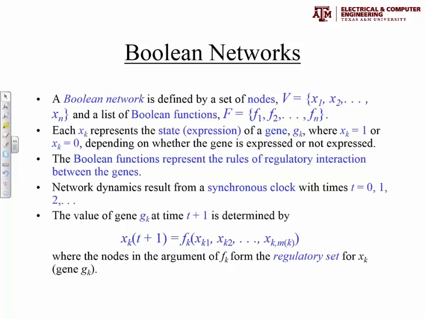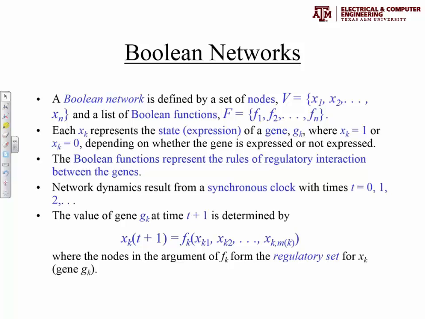A Boolean network is described by a set of nodes. So it's a graph. A set of nodes V, which has, let's say, n elements if you're looking at n genes, x1 through xn, and a list of Boolean functions F, which has f1, f2 up to fn. Each node xk represents the state or expression of a gene gk, where xk equals 1 or xk equals 0 depending on whether the particular gene is expressed or not expressed. So it's binary. The Boolean functions represent the rules of regulatory interaction between the genes.